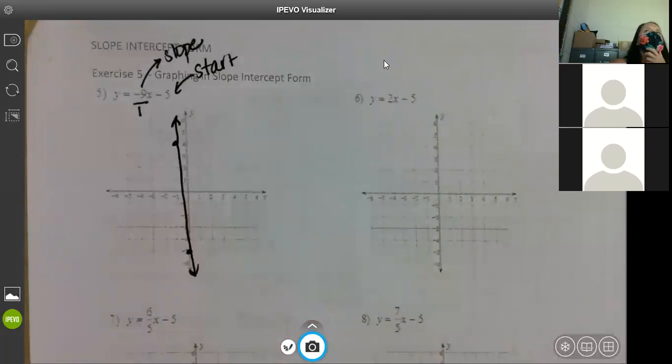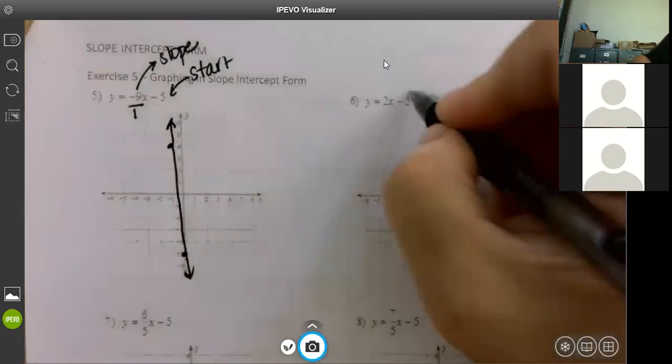We're going to do one more, and then we're going to move on. So I'm going to graph number 6. Y equals 2x minus 5. Where do I start?